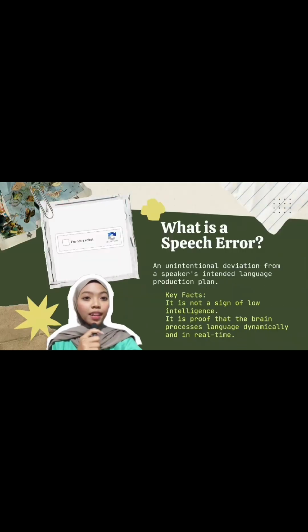Scientifically speaking, a speech error is an unintentional deviation from what we actually plan to say. When we trip over our words, it doesn't mean we don't know the language or that we aren't smart. In fact, it's quite the opposite. It is living proof that our brains are processing language at an incredibly high speed in real time, resulting in a temporary minor technical glitch right before the sound leaves our mouths.